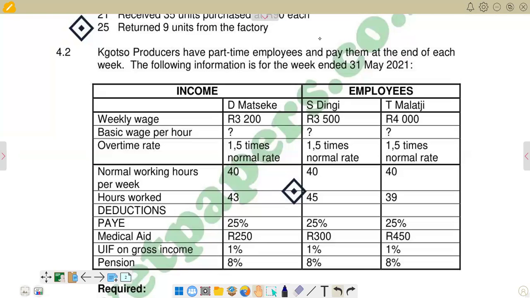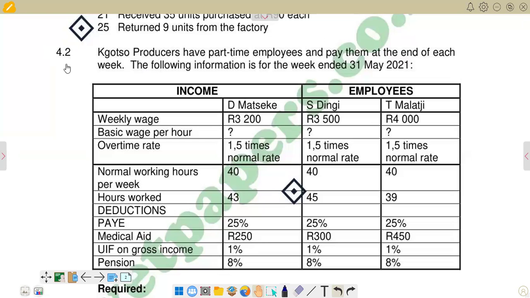Subject: Cost and Management Accounting. A question from November 2023, question 4.2 on that question paper, on the wages journal.